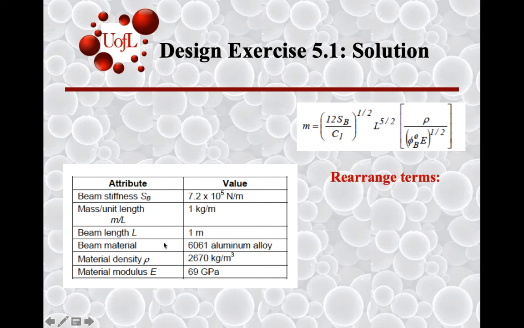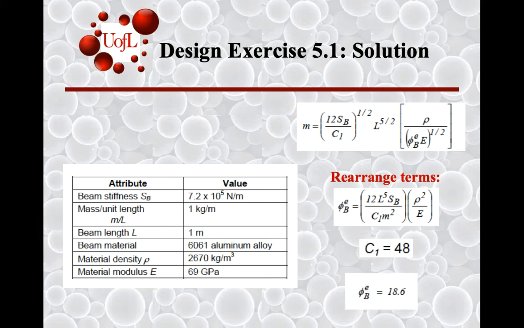And so if you rearrange terms, you will be able to derive an expression for the shape factor in the bending mode. And so you basically take all these terms to the left, bring the mass to the right denominator, square everything on both sides, and you get this term over here. If you take C1 as 48, you can compute phi B as 18.6, knowing the length, knowing the stiffness, knowing the modulus, knowing the density, knowing C1, and knowing the mass per unit length.